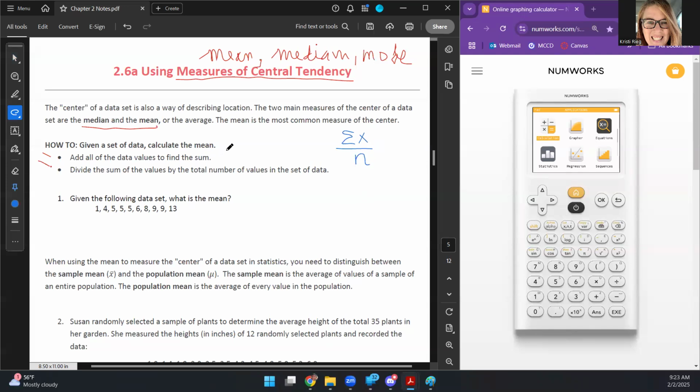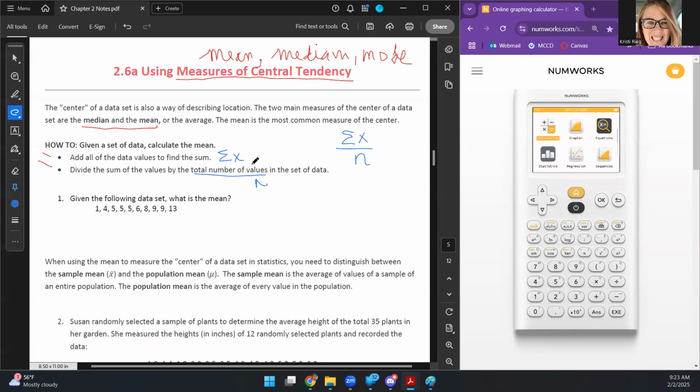So this first part, add up all the x's, is written like that, sigma x, and then divide by the total number of numbers. The total number of values in any data set is going to be the letter n. The sum, the capital sigma, you'll see here and there throughout the semester, but that lowercase n is huge. It means the total number of numbers from now and forever.